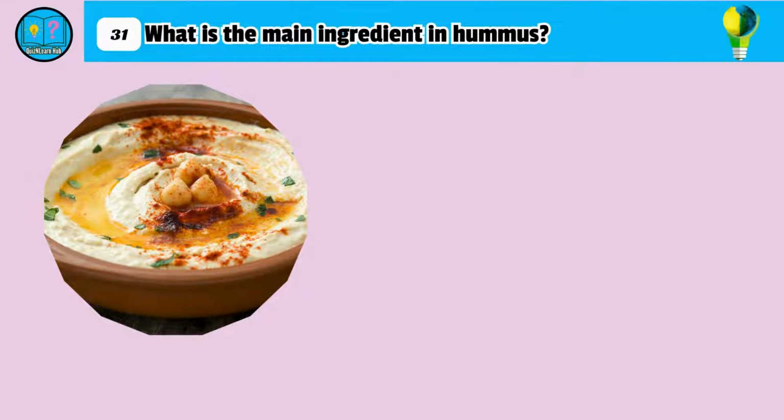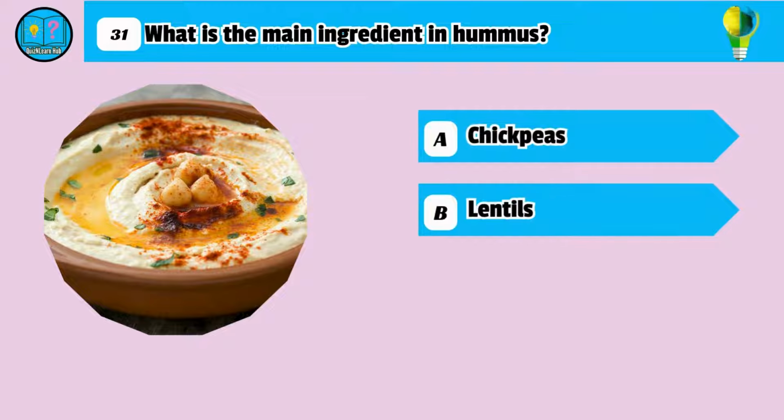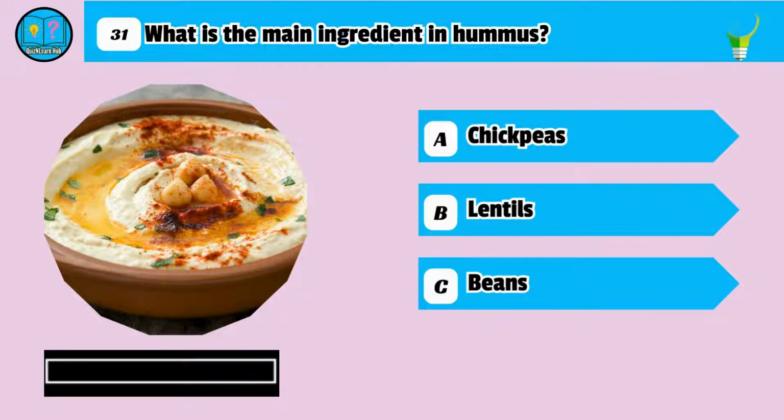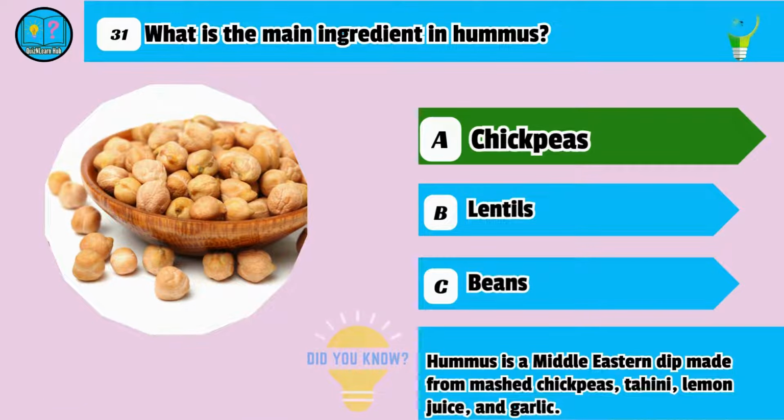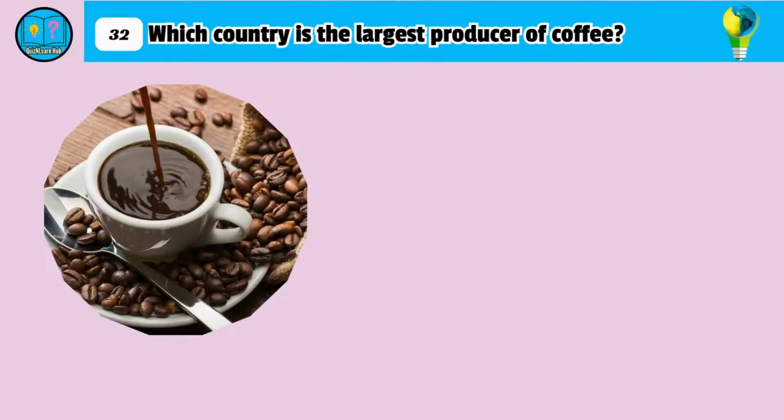31. What is the main ingredient in hummus? Chickpeas, lentils, beans. Chickpeas. Hummus is a Middle Eastern dip made from mashed chickpeas, tahini, lemon juice, and garlic. 32. Which country is the largest producer of coffee?